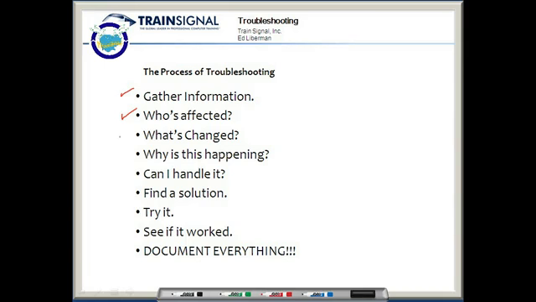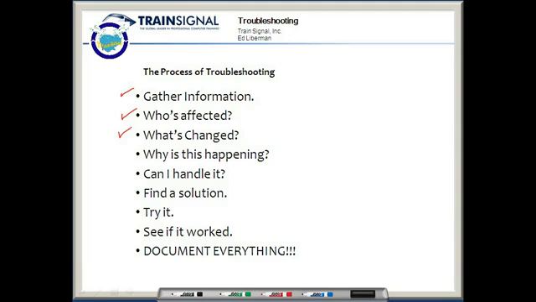The next question you need to ask is, what's changed? And that's a really, really important question, because in general, things don't just happen for no particular reason. In general, when things go bad, if you have a good functioning network, if something isn't working, it's because something has changed and you no longer have a good, well put together functioning network.